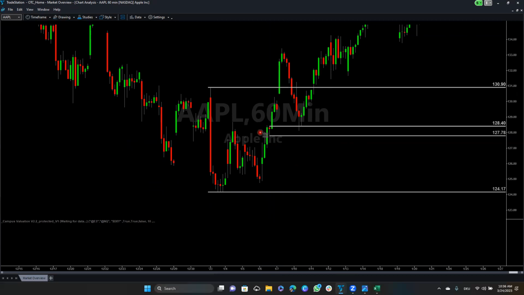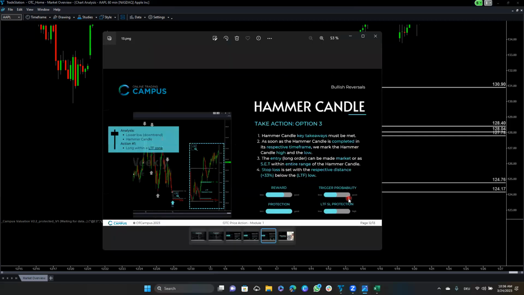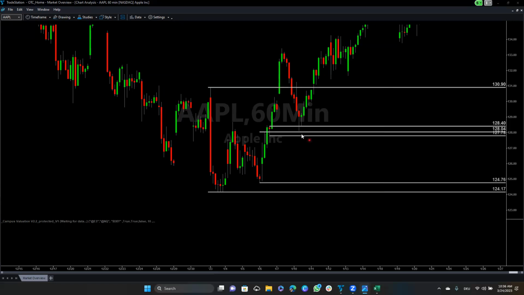Demand. Okay, we have two demand zones here. That means we have to choose. And here, don't forget, trigger probability is like 50%. Why? Because it is not necessary that we come back. Sometimes we'll also hit a demand zone. Sometimes we will see a rally without us.